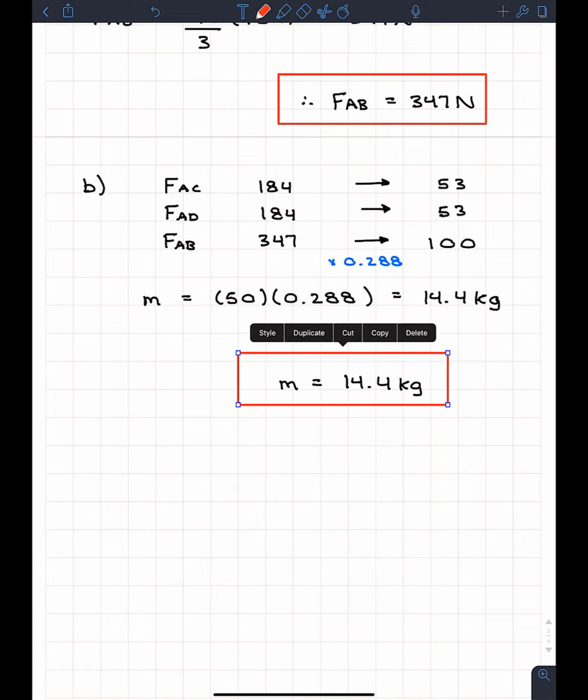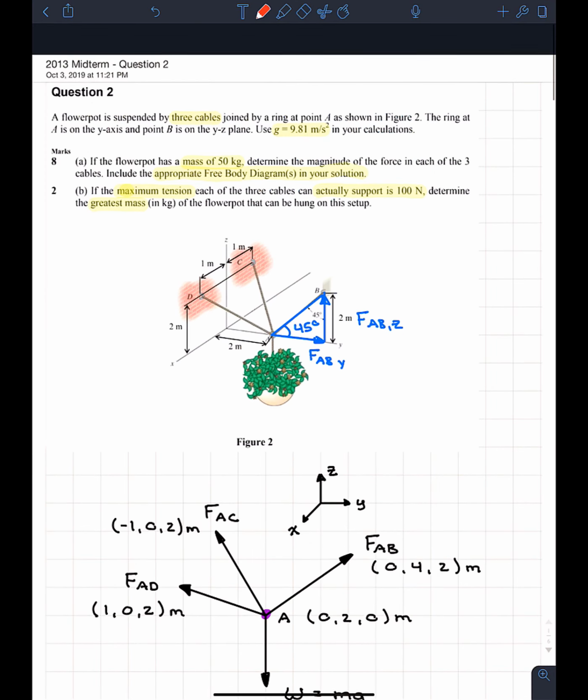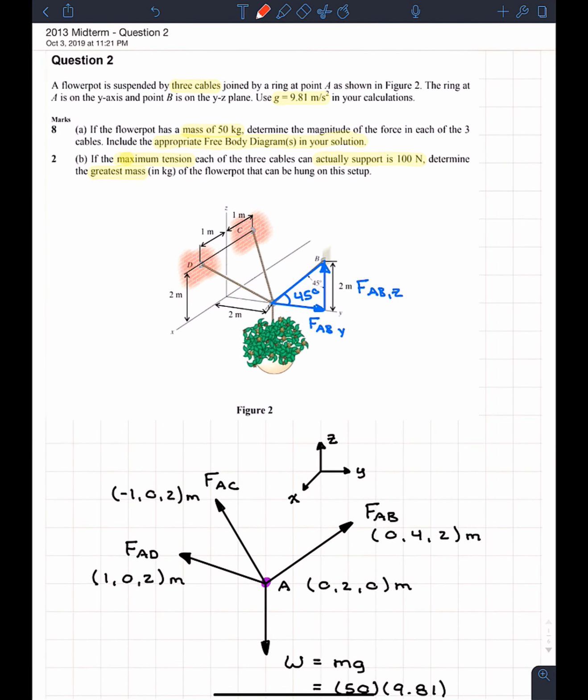So keep in mind elasticity, guys. It'll pay you another visit in the second half of the course when we get to trusses, and that's when it becomes a lot more important. But for now, all you have to know is that everything is proportional. We can just take a factor, multiply everything by that factor, and it all works out fine. So we look up the question. It says if the maximum tension in each of the three cables can support 100 newtons, determine the greatest mass. Well, we did that. So the question is solved. And with that, question 2 is solved.